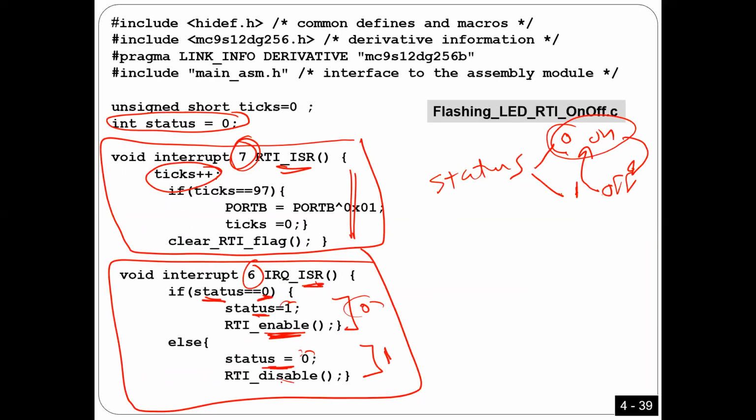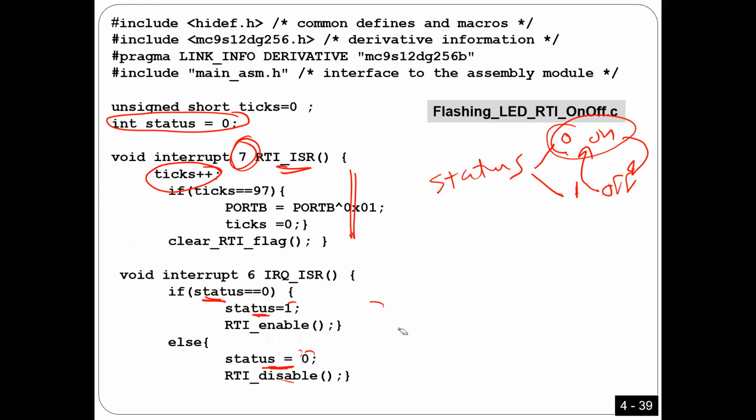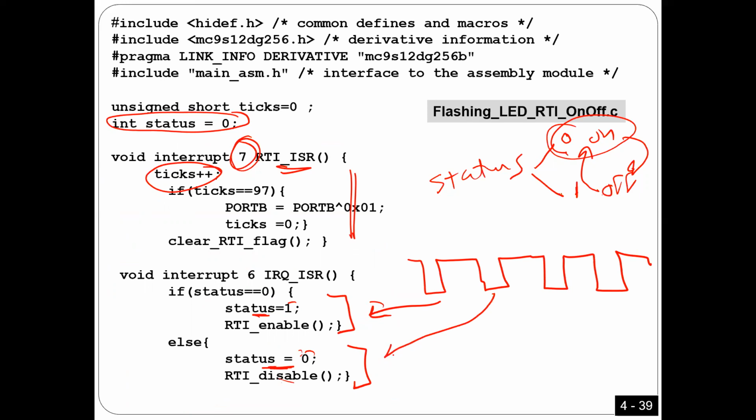That means here and here. So every time you press a button, one time I'm here, next time I'm here. You got what I'm saying? So every time you trigger the interrupt, one time is here, one time is here. Okay? Because status, if it is 0, I'm gonna make it 1. If it is 1, I'm gonna make it 0.